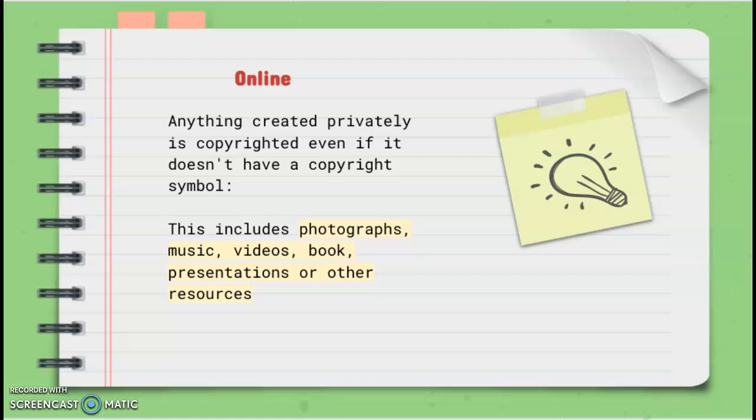Online, anything created privately is copyrighted even if it doesn't have a copyright symbol. So here are some examples of that that you may know or not know. Photographs online are copyrighted. There are some exceptions to that, which we'll talk about. Music, videos, book presentations, or other resources, if it's created online by somebody else, then it's their property. So the only way that you could be able to use that property is if you ask permission.